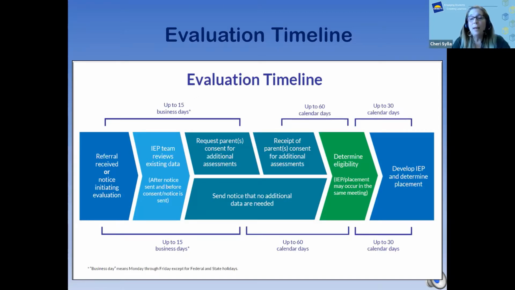I find oftentimes school districts do move through this process much quicker than the 115 or 105 days that are shown here.